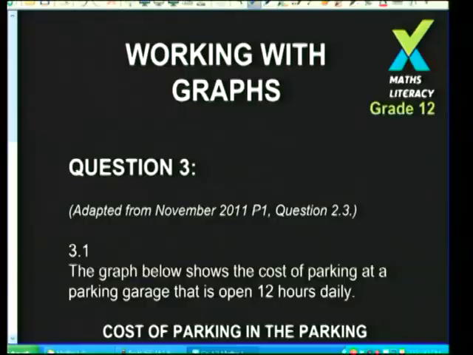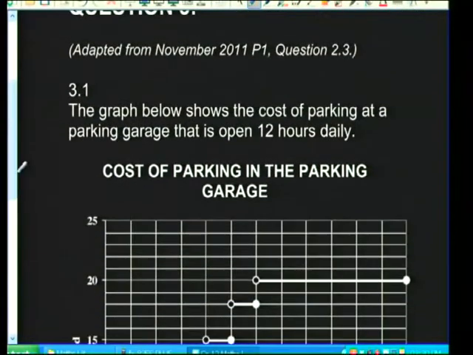Let's look at another question. Totally different question. Again, guys, let's have a look at it. It's adapted from the November 2011 paper 1. Because it's paper 1, I'm not expecting things to be too difficult. Although I'll give you a little heads up. This question that we're going to look at now on a paper 1, it had some challenging little aspects to it. So let's have a look.